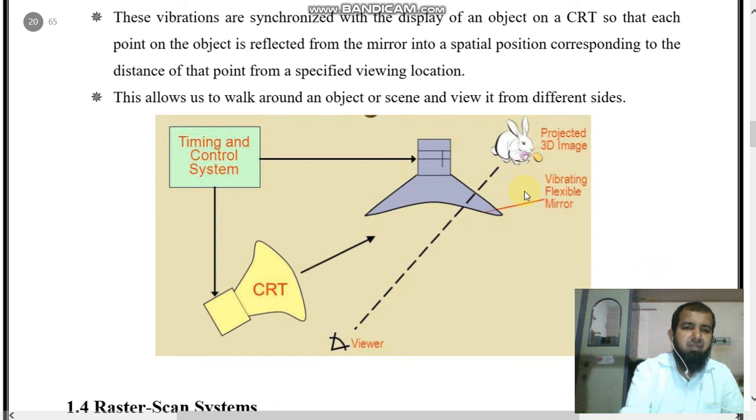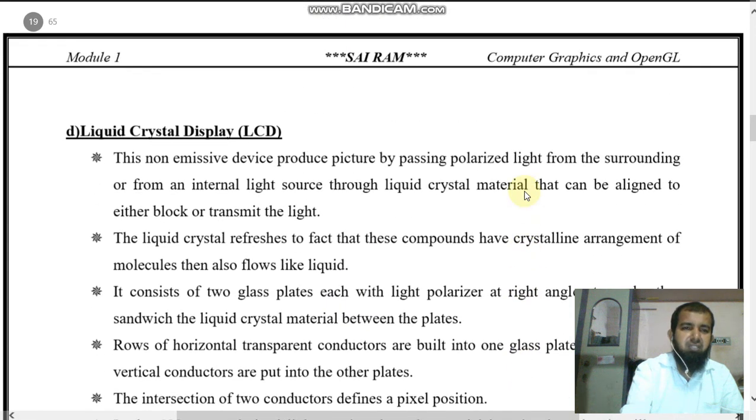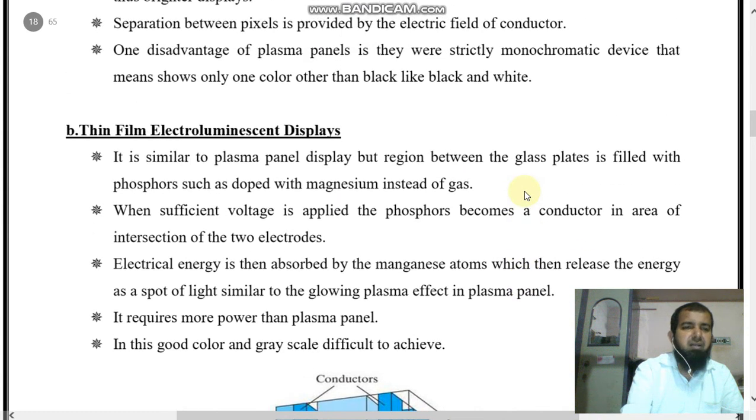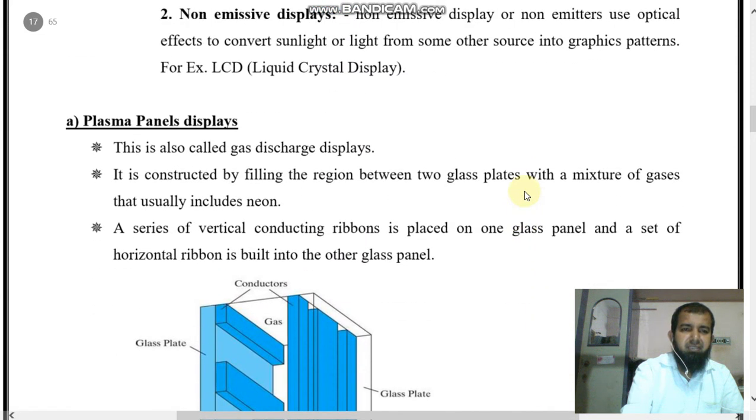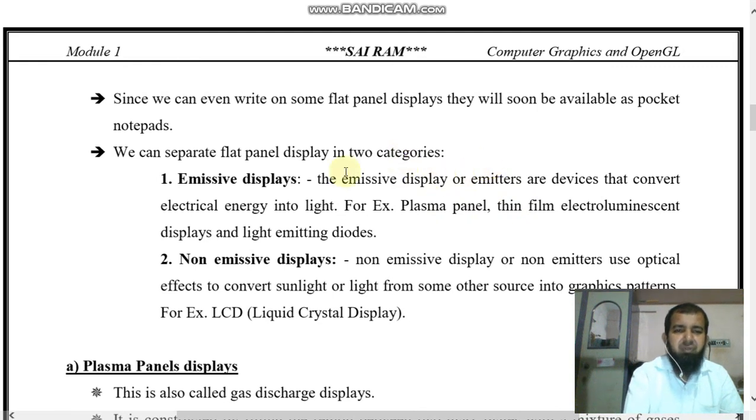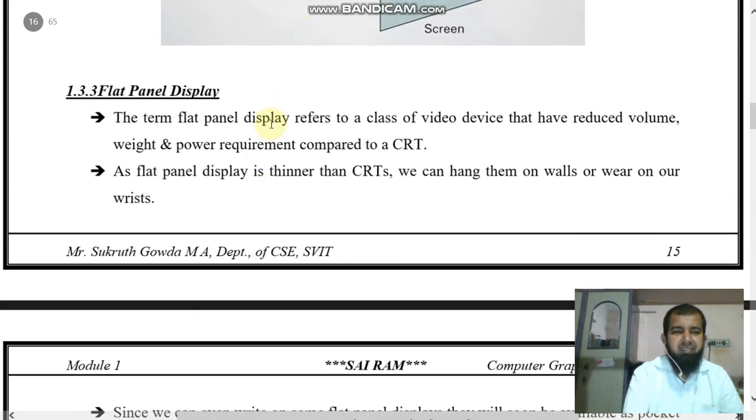So this is about the three-dimensional viewing devices. You also learned LCDs and LEDs, thin film electroluminescent displays, then plasma panel displays. So actually you studied two types of displays, emissive displays and non-emissive displays. Emissive displays are plasma panel, thin film electroluminescent displays, light emitting diodes, etc. In non-emissive displays, LCDs. So this is about the flat panel displays. Okay, thank you.